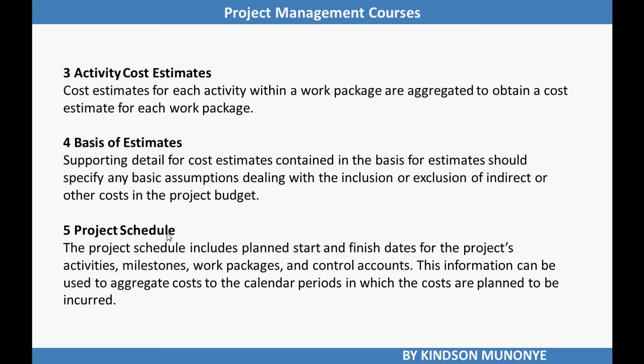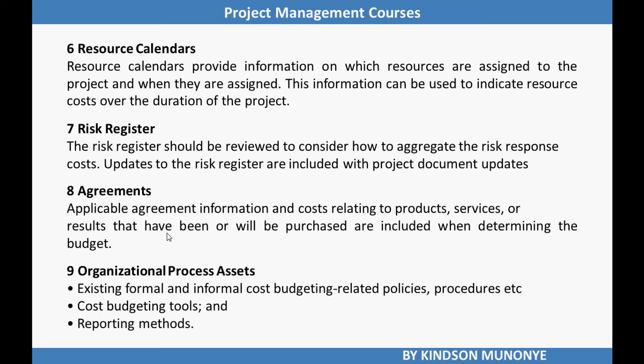The project schedule includes planned start and finish dates for the project activities, milestones, work packages, and control accounts. This information can be used to aggregate costs to the calendar periods in which the costs are planned to be incurred. The sixth input is resource calendars. Resource calendars provide information on which resources are assigned to the project and when they are assigned. This information can be used to indicate resource cost over the duration of the project.